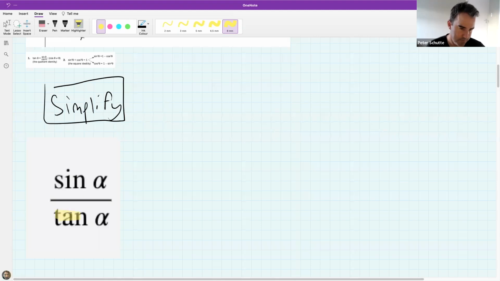I'll give you a tip. Focus on the tan of alpha. Ask yourself what you can do with the tan of alpha that might simplify something.